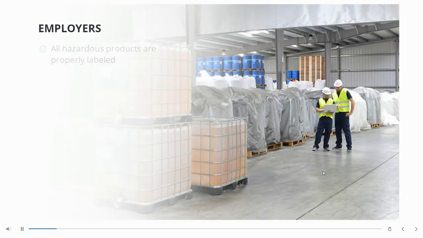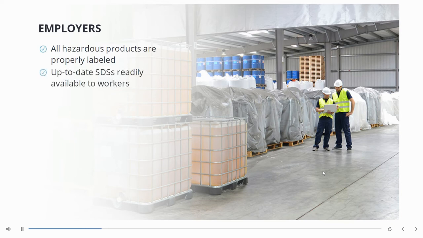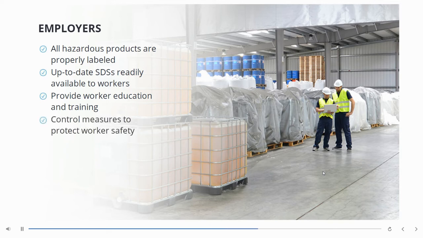Employers must ensure that all hazardous products are properly labeled and that up-to-date SDSs are readily available to workers. Employers must also develop specific education programming on WHMIS and safety in the workplace. Provide worker education and training on safe handling, use, and disposal of hazardous products. Train occupational health and safety committee members. Ensure appropriate control measures are in place to protect the health and safety of workers. Assess and update the WHMIS education program at least annually.